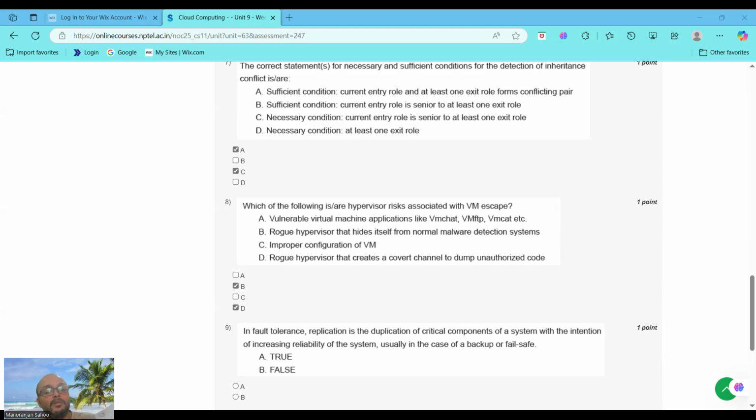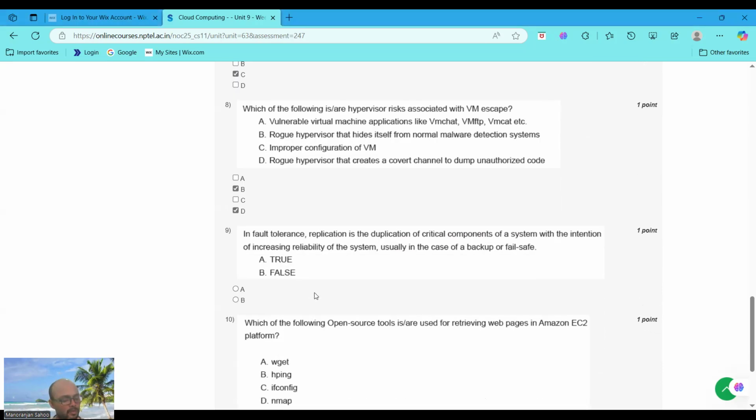Then what about option D? Rogue hypervisor with the covert channel: attackers can create hidden communication pathways to exfiltrate data or inject malicious code. That's why I choose the two correct options, option B and option D. Moving to question number 9.